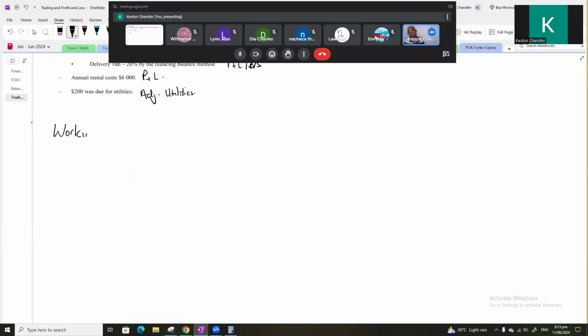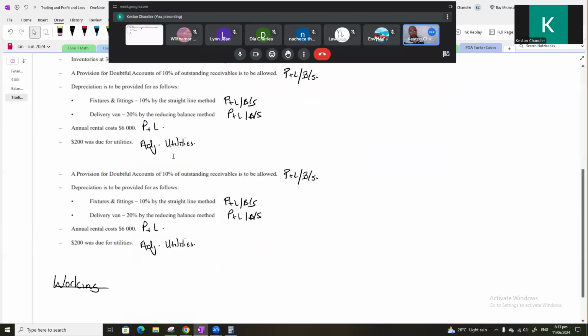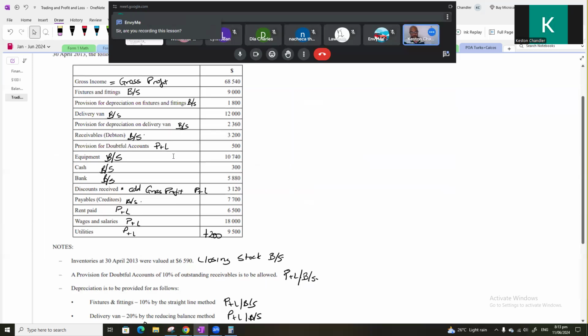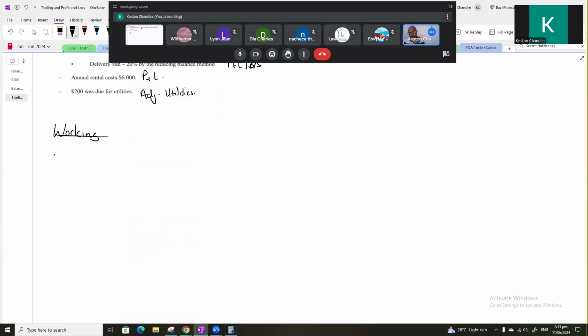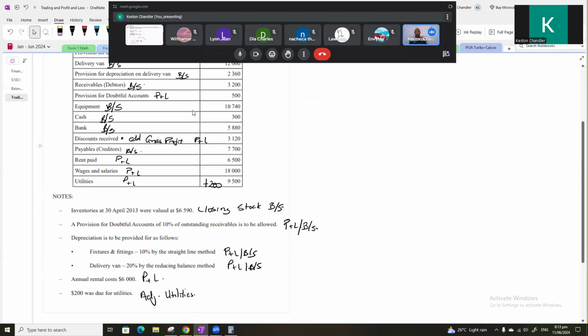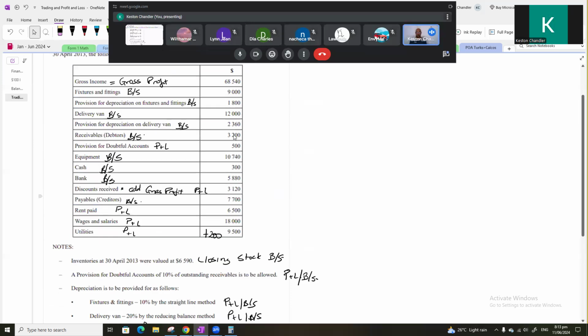Usually this will be things like provisions and things like that, right? So let's go do some working with provisions. One, provision for bad debts, right? We're talking here 10% of outstanding receivables. So 10% of current debtors, 10% of 3,200 is 320. Our previous provision was, look at it, 500.